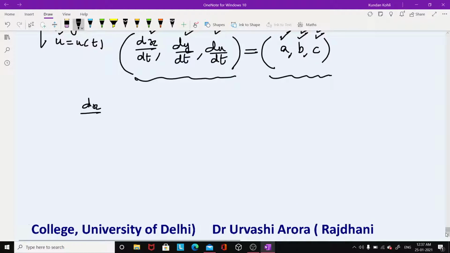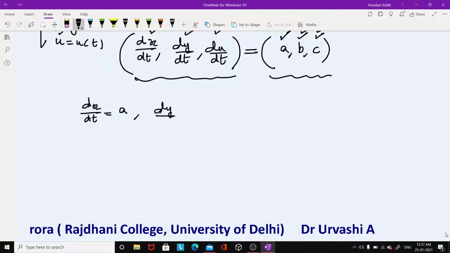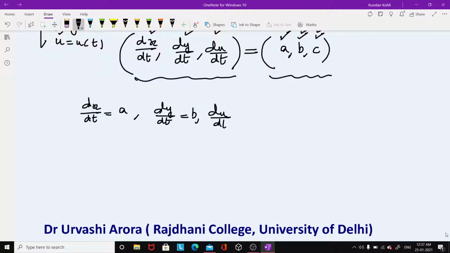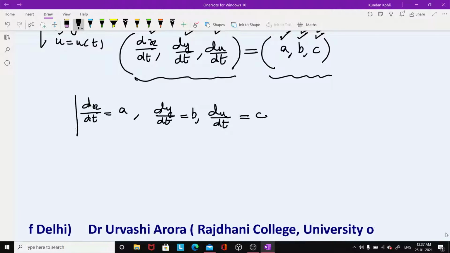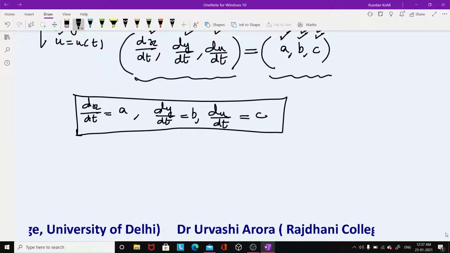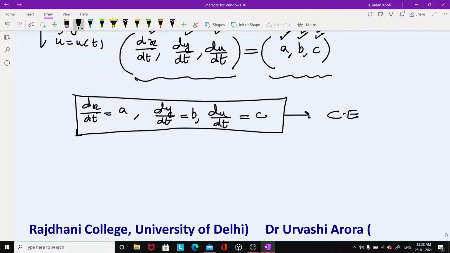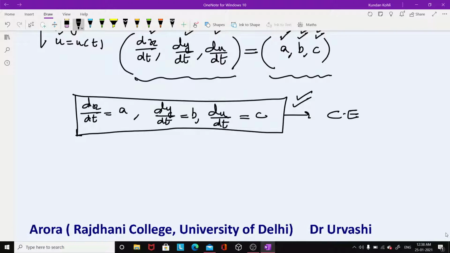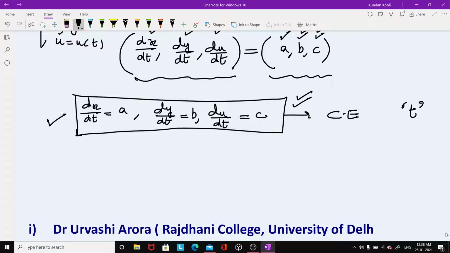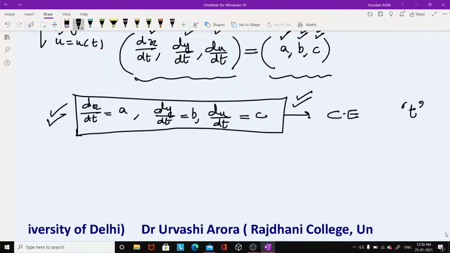dx/dt is equal to a, dy/dt is equal to b, and du/dt is equal to c. Now these equations, which are obtained by applying the definition of characteristic curve, are called characteristic equations, and this is the form of characteristic equations in terms of the parameter t. So this is the parametric form of the characteristic equations, or equations of characteristics. They are also called equation of characteristics.